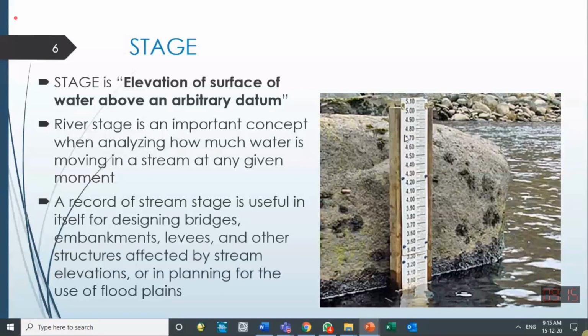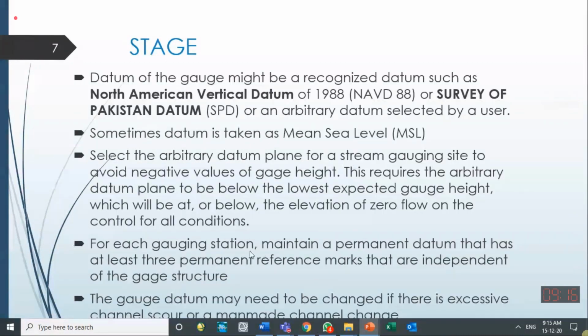This one is a stage gauge, a measurement staff. It is showing you 3.9, 4, 4.10. So 4 meters or 4 feet above a certain zero level of the datum. Those datums should be linked to permanent benchmarks. They should be selected in such a way that they are not movable. A permanent reference point should be there.